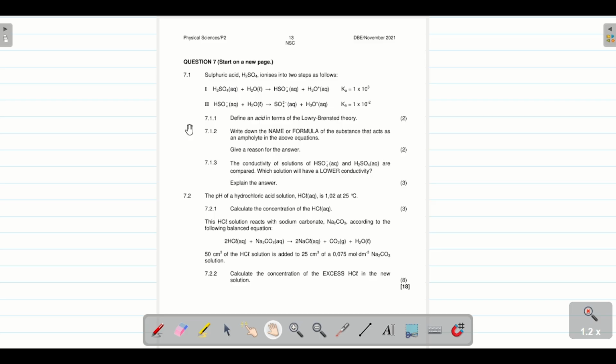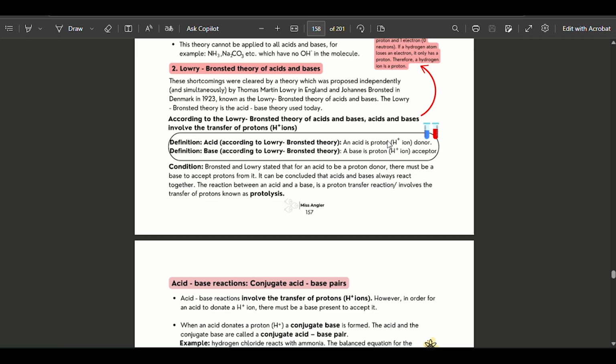7.1.1 states, define an acid in terms of the Lowry-Bronsted theory. According to the Lowry-Bronsted theory, an acid is a proton donor. It donates an H plus ion. I'm going to leave this here in case they ask what a base is according to the Lowry-Bronsted theory. A base is just a proton acceptor.